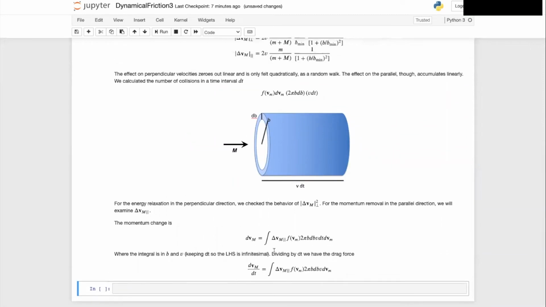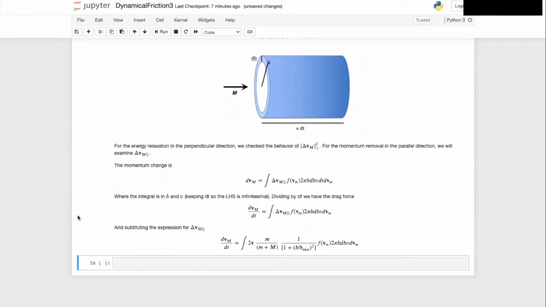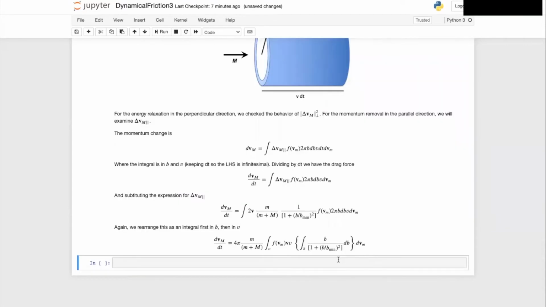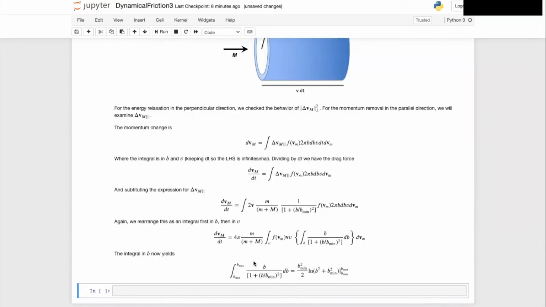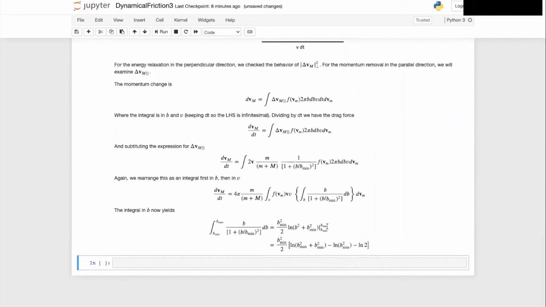We can substitute now the expression that we had for Δv parallel, leading to this expression. And again, we can rearrange this integral as first an integral in b and then an integral in v. So that's the integral in b here in impact parameter. We can solve this integral, throw this in SymPy or Wolfram Alpha, and this is what you find. Once you substitute the limits here, b_max and b_min on the b, this is what you get.